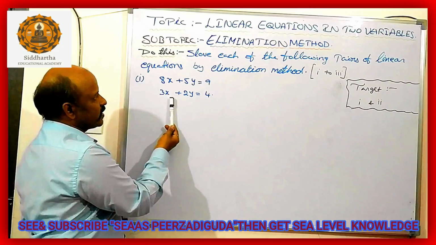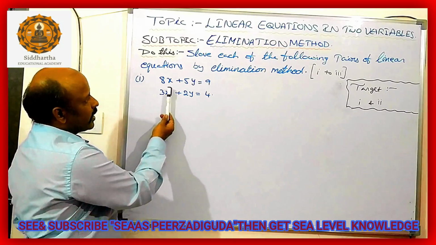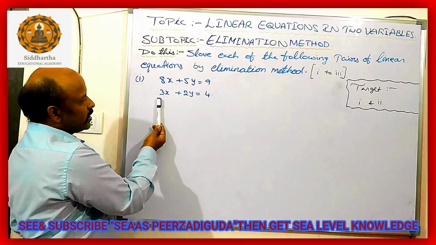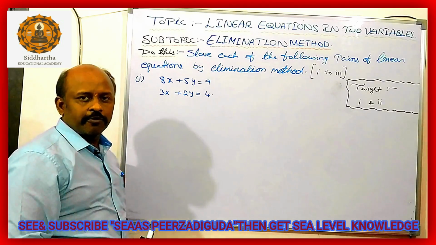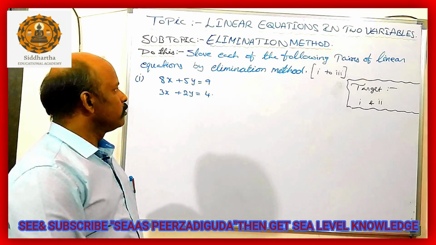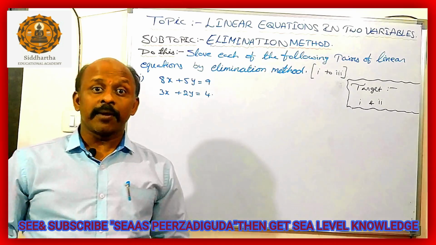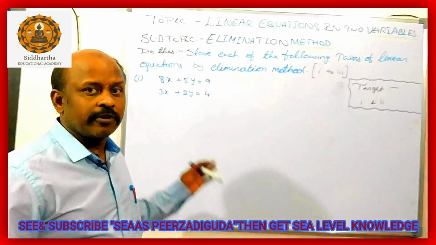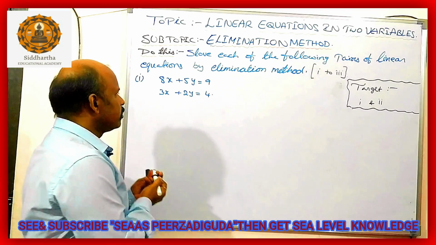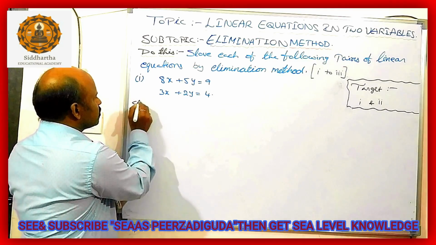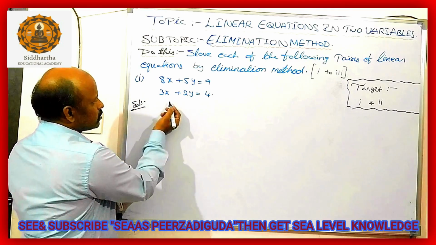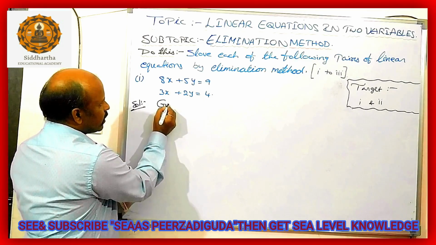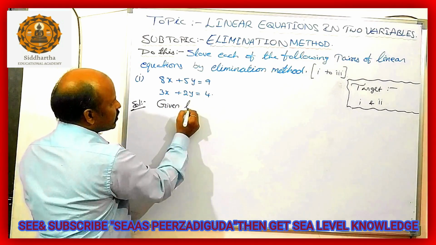Here the question is the first one. What is the question over here? 8x plus 5y is equal to 9. 3x plus 2y is equal to 4. So these two linear equations I am going to solve by elimination method. Now you observe the solution over here. I am going to start the solution over here. Whenever we start the solution, already you know, we write the given linear equations.